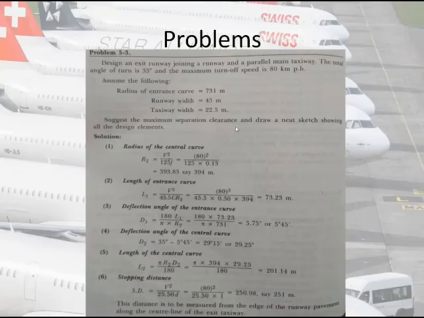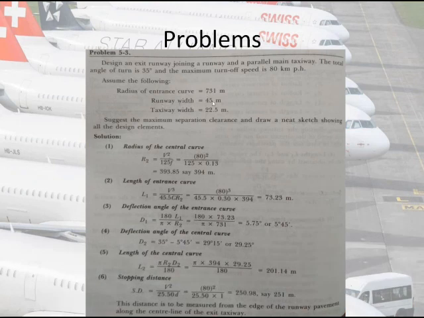So in this slide, you have been given a problem to design an exit taxiway. I will read out the problem. Design an exit taxiway joining a runway and a parallel main taxiway. The total angle of turn is 35 degrees and the maximum turn-off speed is 80 kmph. Assume the following: the radius of the entrance curve, r1, is equal to 731 meters.